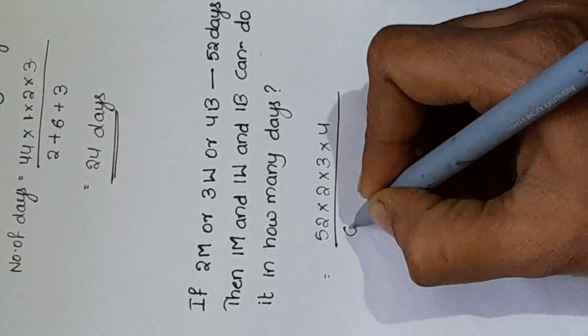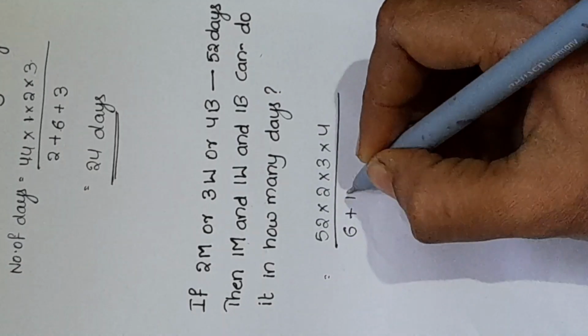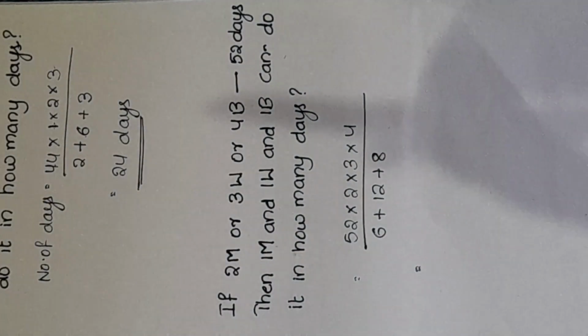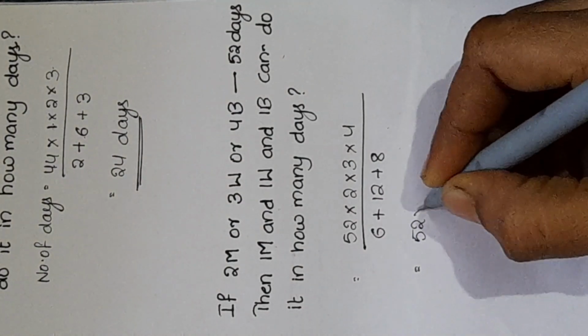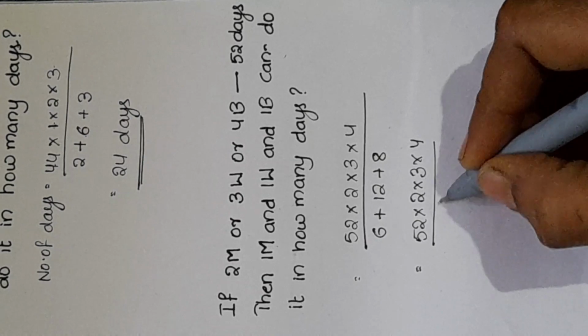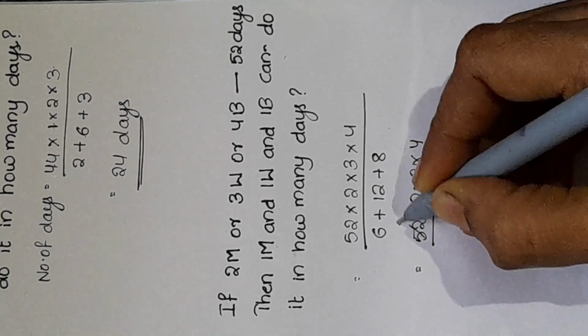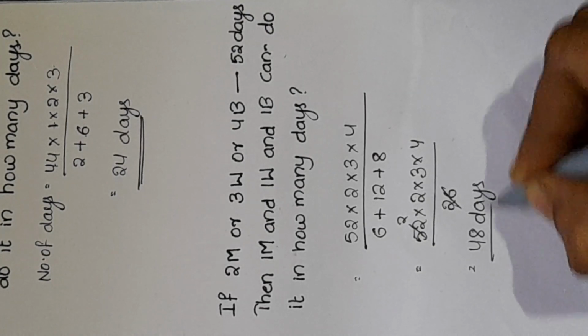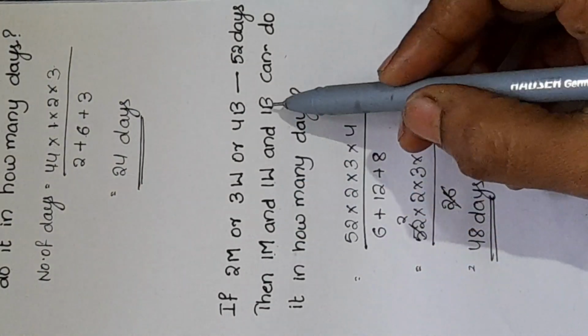x1 into x2, 3 2s are 6, 3 4s are 12 plus 2 4s are 8, which is equal to 52 into 2 into 3 into 4 by 26. Ones, twos, which is equal to 48 days.